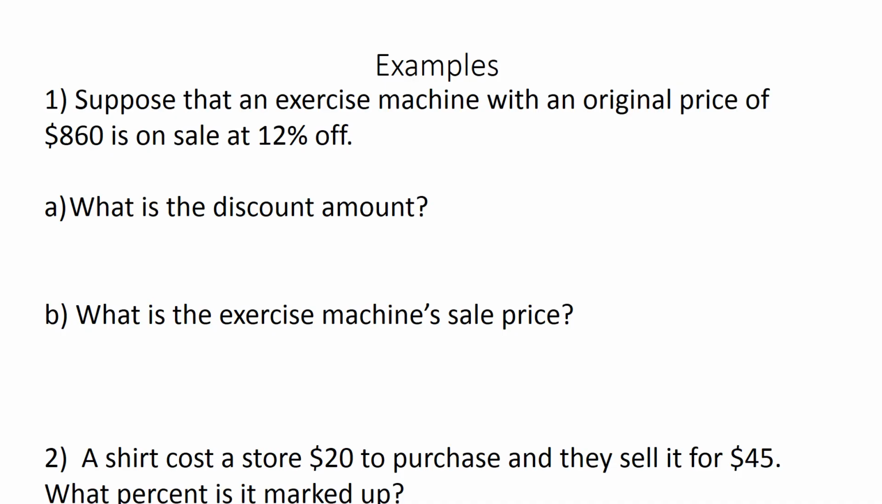And this last slide is just a mix of questions. Suppose that an exercise machine with original price of $860 is on sale at 12% off. What is the discount amount? So again, remember, we just want 12% of 860. We change it to a decimal by dividing by 100. Of means times. Whenever we want a percent of a number, we just change it to a decimal and multiply.